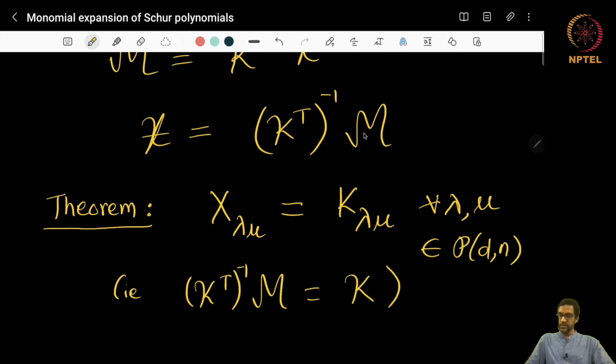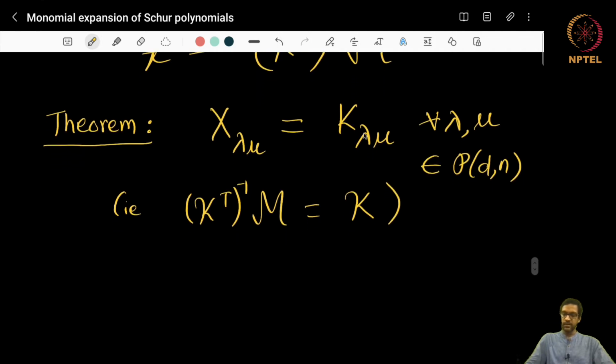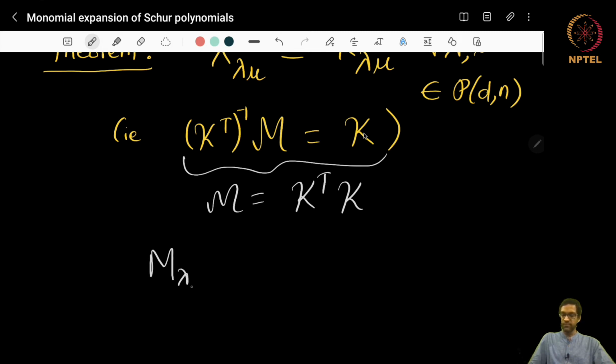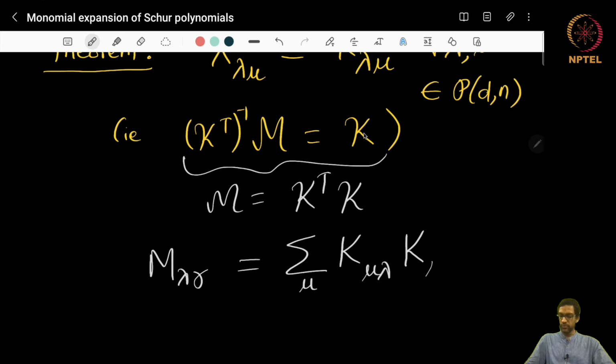Okay, now what does this final equation mean? So let's just see what this would involve. So observe this equation here says m is therefore k transpose k. Okay, in other words, the lambda muth entry of m, if you want to compute it, it's actually the following: I have to sum, so maybe I will use gamma here like I did in the earlier case. M lambda gamma is the sum over all mu's of k, so k transpose, so it's mu lambda and k mu gamma. Okay, so this is basically what we are claiming.